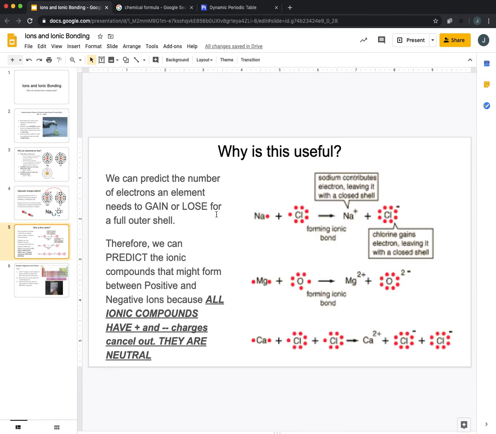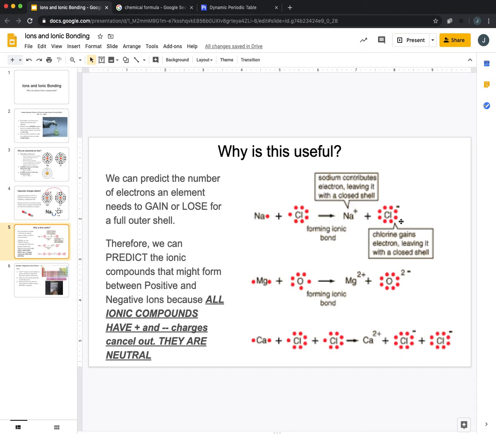So why is this useful to be able to use these Lewis dot structures? Well, if we can predict the number of electrons an element needs to gain or lose for that full outer shell, we can then figure out what types of compounds are going to form together. So looking at sodium and chlorine, we've talked about this one. They form an ionic bond because sodium is giving the electron it needs to get rid of to chlorine. So this has no more electrons surrounding it, so its outer shell is full. And this one has all 8.